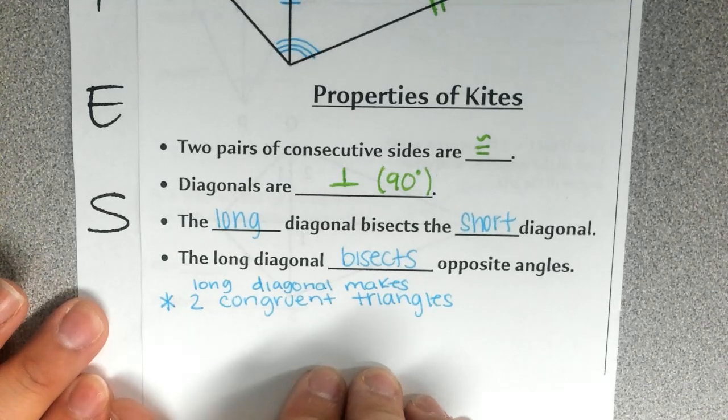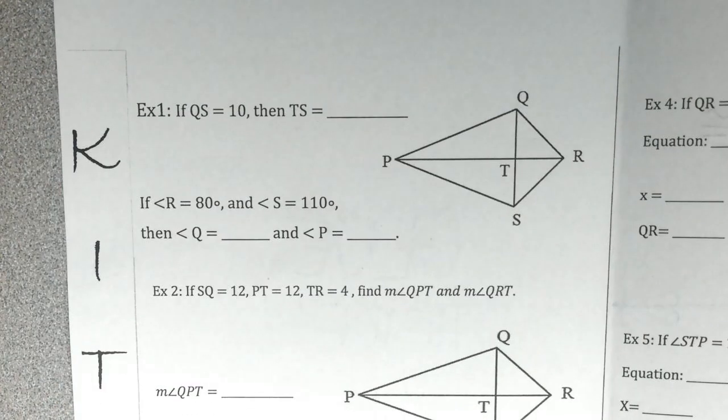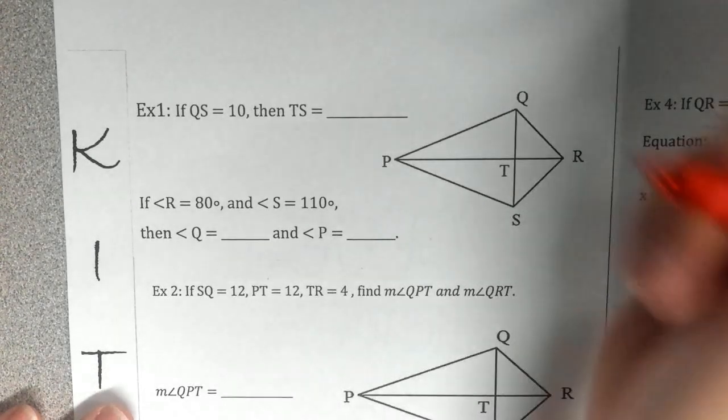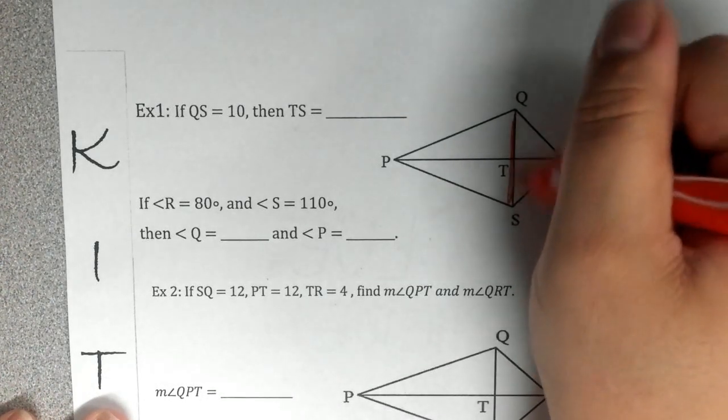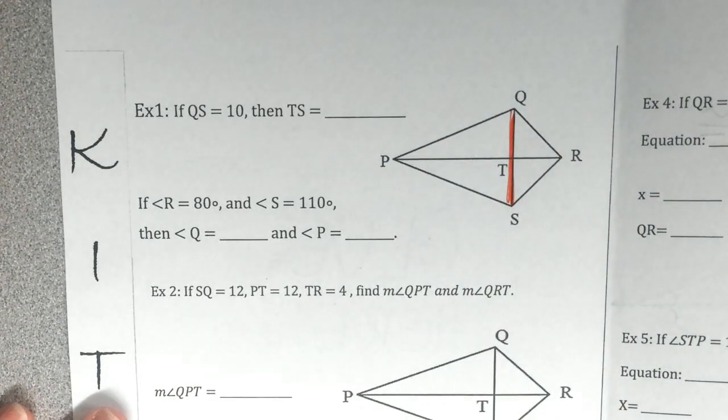All right, 6 examples. Please write down everything I'm writing down. You are going to be able to use these notes on your assessment. You're going to want to use these notes on your assessment. So please, if I'm writing it down, you are too. Anywhere on this paper. QS. If QS, that's this whole thing, is 10, what is TS?